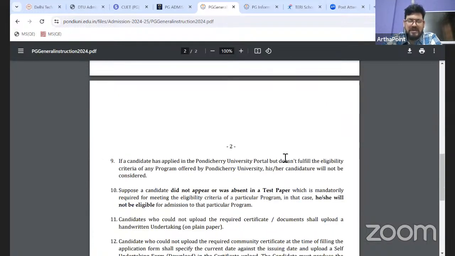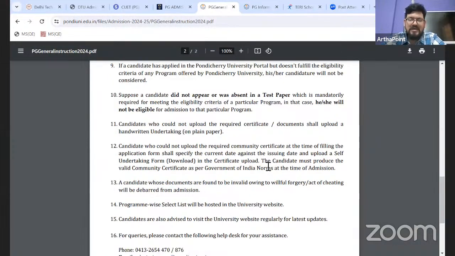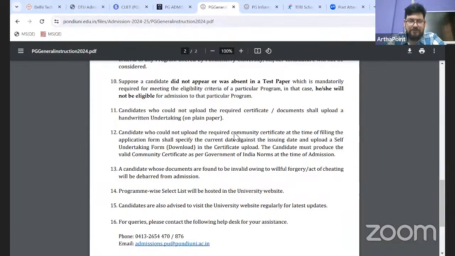With the eligibility criteria, you need to again cross-check yourself whether you're eligible or not. Suppose a candidate did not appear or was absent in a test with a mandatory requirement for meeting the eligibility criteria of a particular subject, he will not be eligible for that program. So basically again reaffirming the fact that if you didn't register or didn't give the CUET paper, then you won't be able to sit for the paper. You won't be eligible for the Pondicherry admissions, because the CUET examination is a must over here. Even if you haven't opted for Pondicherry University as an option in your preference list, then you might not be able to apply for that.